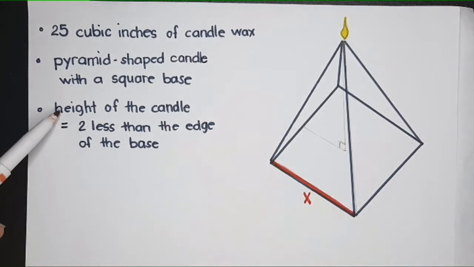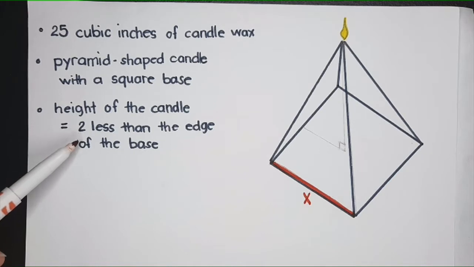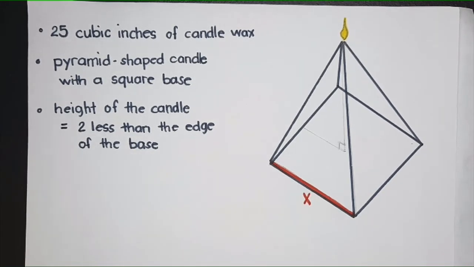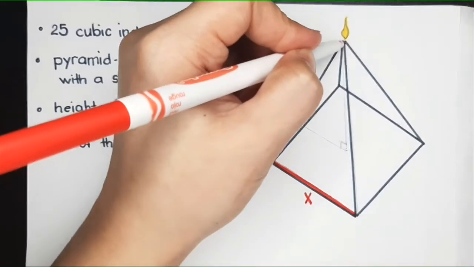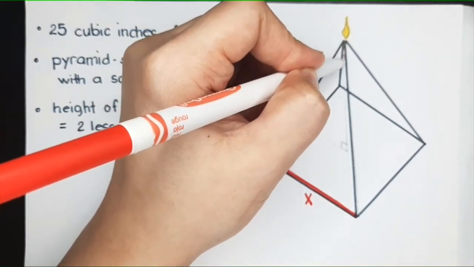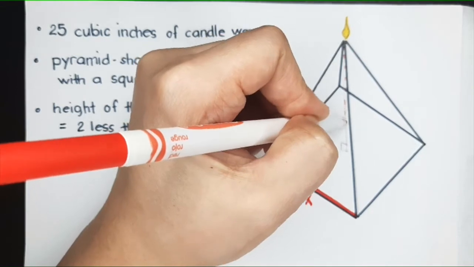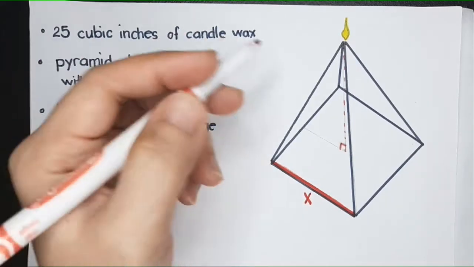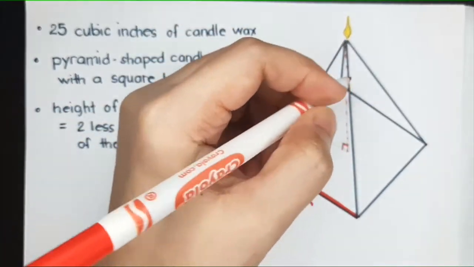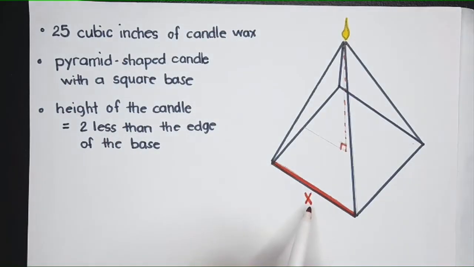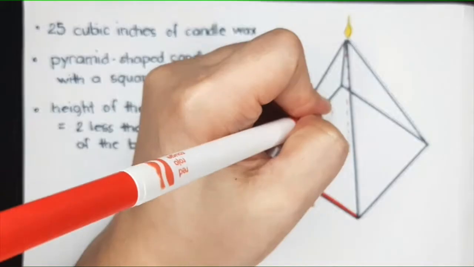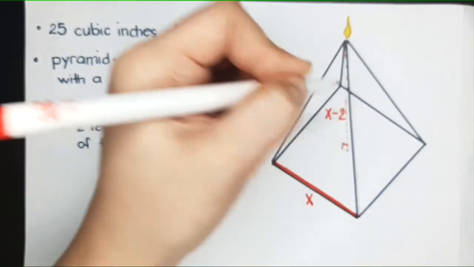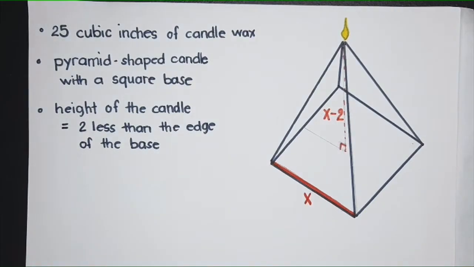Yung height, 2 less than the edge. So, nasan ba yung height? Perpendicular distance yan from the top. So, ito yung taas ng candle. Measure kayo ng perpendicular distance. Ito yung magsisignify na perpendicular siya. Ang length nito ay 2 less than x. So, how do you write it? X minus 2. Ganyan kahaba yung height.